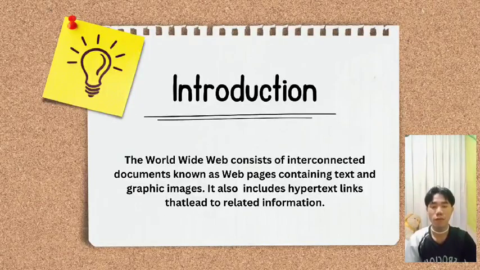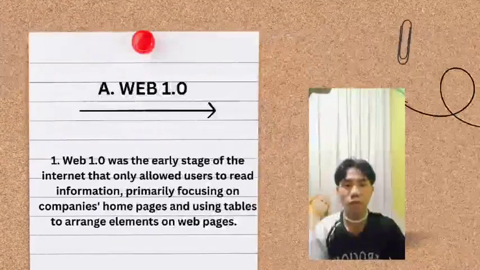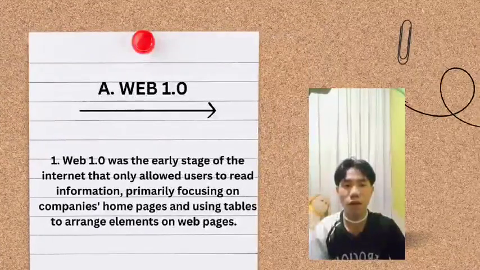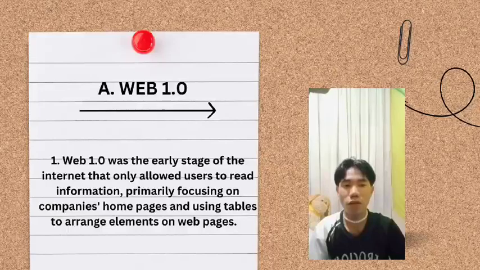Lesson 1, the web. The World Wide Web consists of the interconnected documents known as web pages, text and graphic images. It also includes hypertext links that lead to related pages. Web 1.0 was the early stage of the internet that only allowed users to read information, primarily focusing on companies' homepages and using tables to arrange elements on web pages.